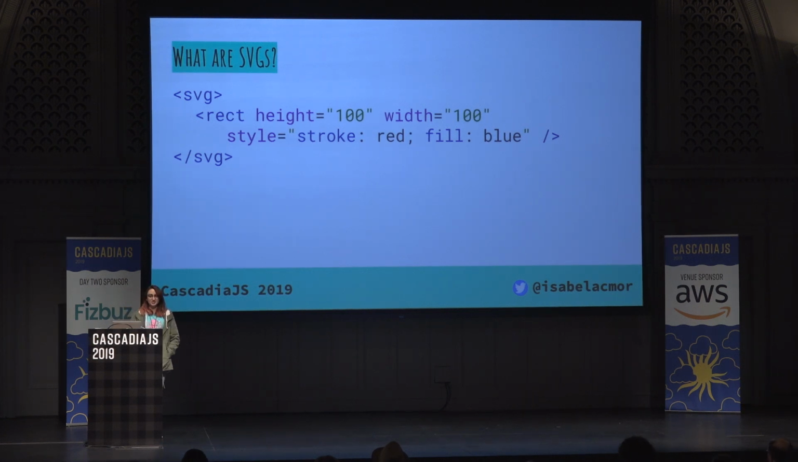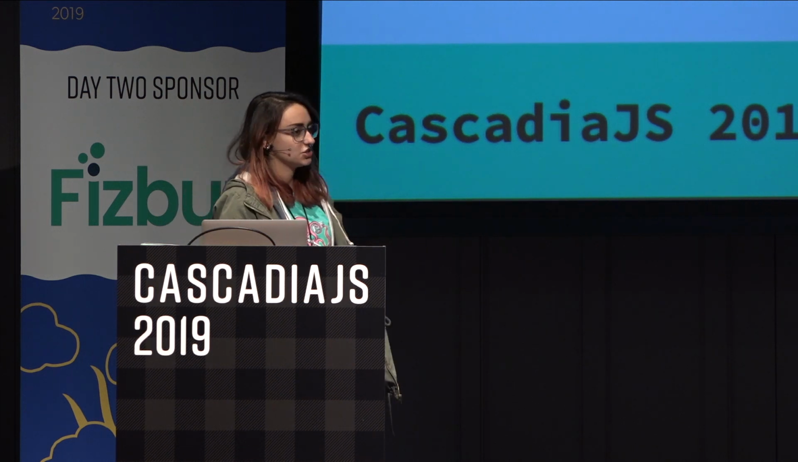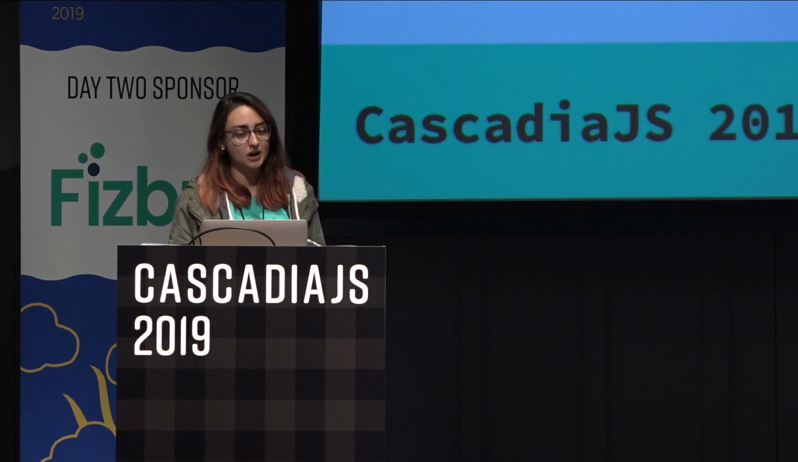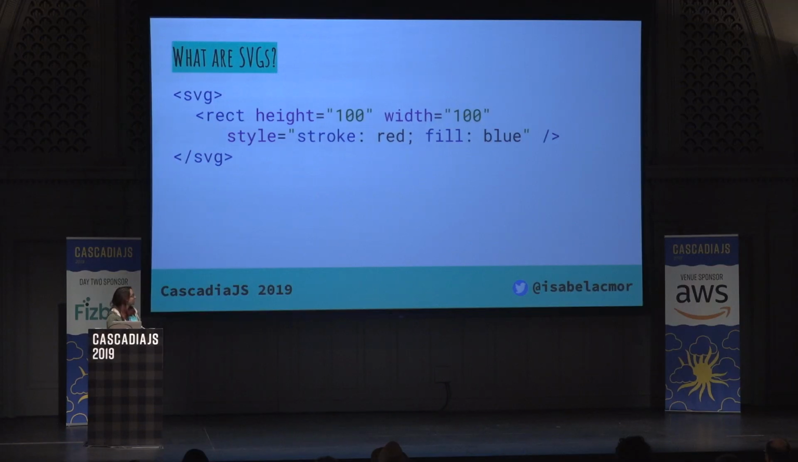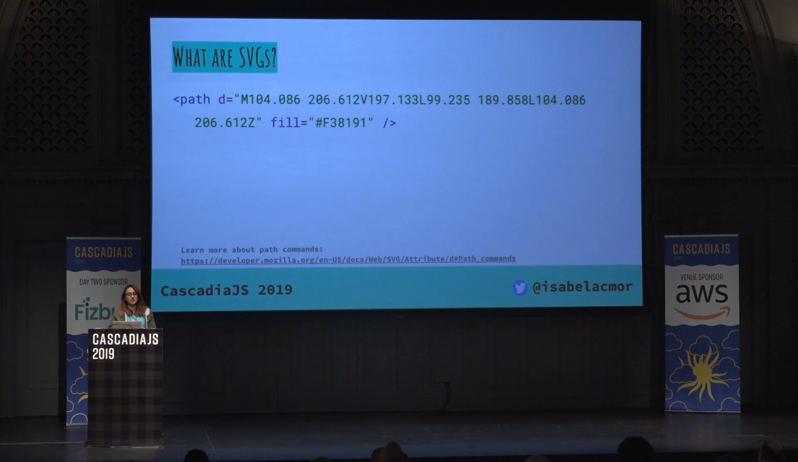So that's great because now we don't have to go to designers every time we want to make changes to an illustration. Here we can see that we have an SVG tag, just like what you would see in HTML. And then we have a rect tag, and that just defines some rectangle. Here we have something that's 100 by 100, and then we can give it any CSS styling we want. And so this code gives us a blue square with a red outline. It's pretty straightforward.